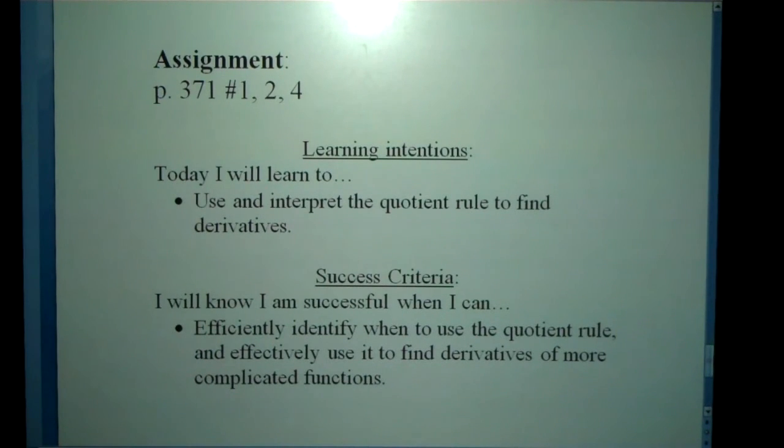Our assignment's on page 371. Numbers 1, 2, and 4.